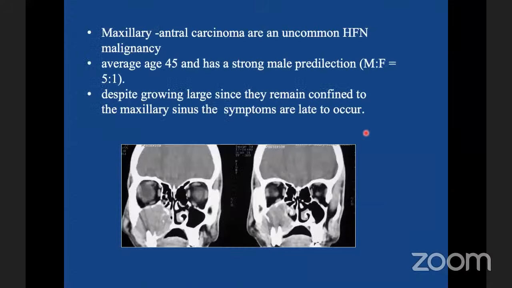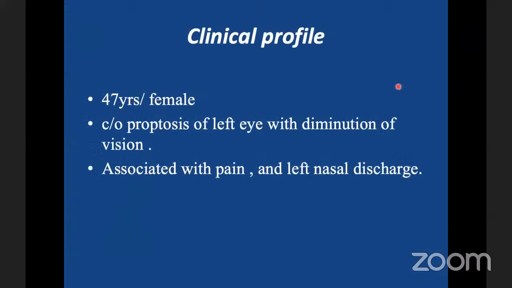This was a sinonasal carcinoma. So antral or maxillary sinus carcinomas are uncommon head, face, neck tumors, average age being 45, more common in males than females, almost 5:1. Despite a large lesion, it is confined to the maxillary sinus. Hence, the symptoms are quite late.